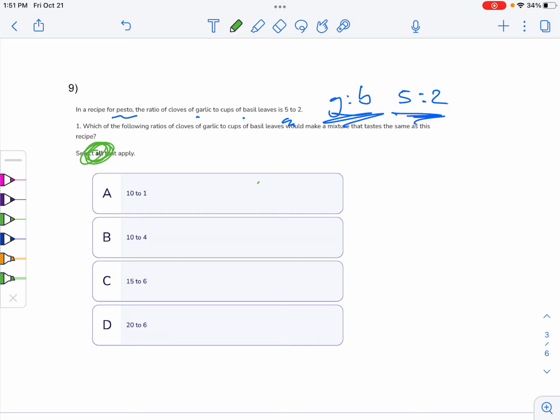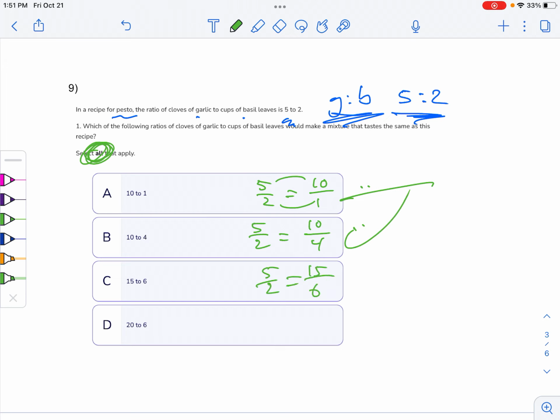Okay, is 5 to 2 equal to 10 to 1? If I double this, nope, doesn't work. Is 5 to 2 equal to 10 to 4? If I double 5, I get 10. If I double 2, I get 4. This one totally works. Is 5 to 2 equal to 15 to 6? If I triple 5, I get 15. If I triple 2, I get 6. This one totally works. Let's try this one. 5 to 2 equals 20 to 6. Okay, 5 times 4 is 20.